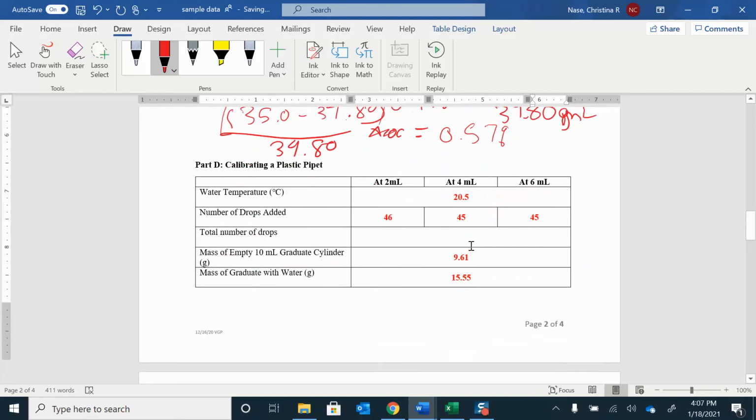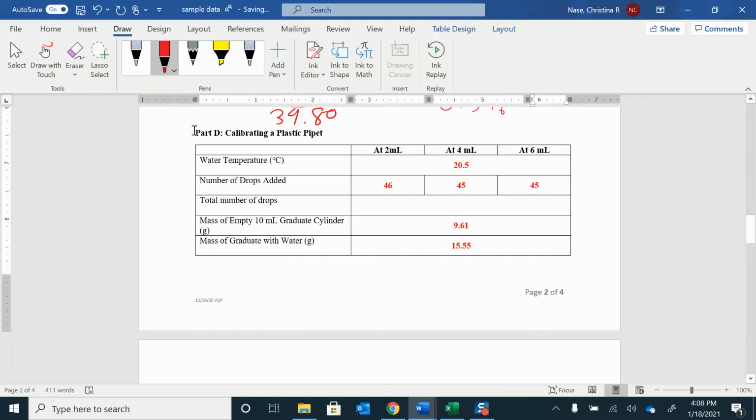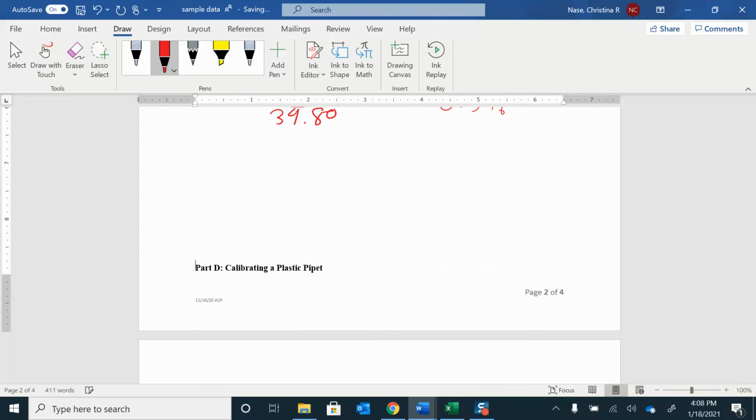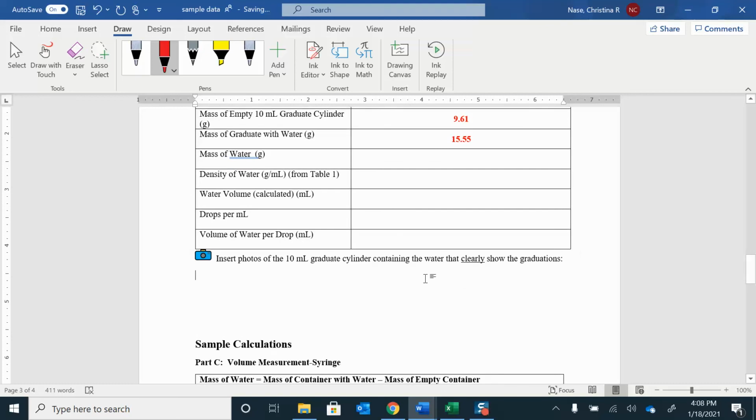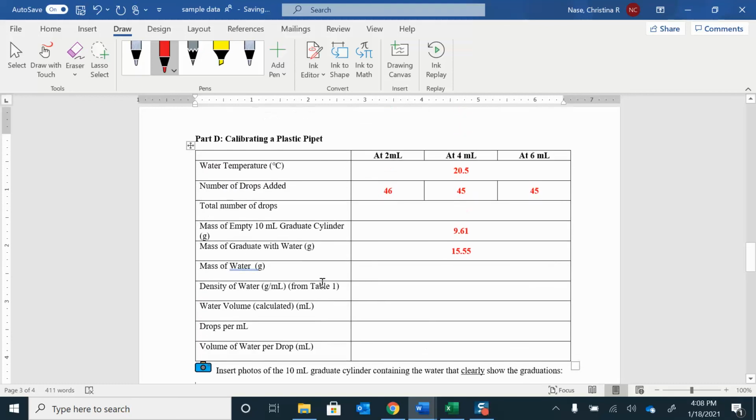Part D, similar, but now we're going to have just give us more room here, so we're all on one page, and I'll just work out stuff under here. So now instead of using the syringe, we looked at the disposable pipette. So again, my temperature was the same. I used the same water, and what we were doing was we had our 10 mil graduated cylinder, and you're adding 2 mils. I'm counting how many drops of water it takes to get to 2 mils. So I'm constantly looking at the volume of the graduated cylinder.